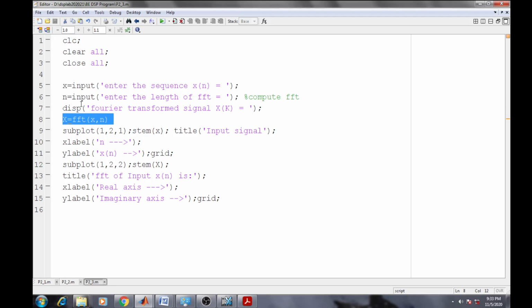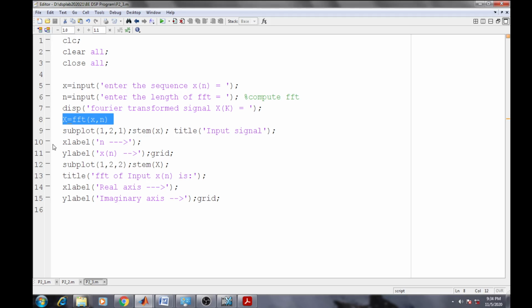So that's why x comma n is given. N is the total length of the FFT, and x is the entered sequence. In one statement you will get the value of X of k. Right, now we plot it.